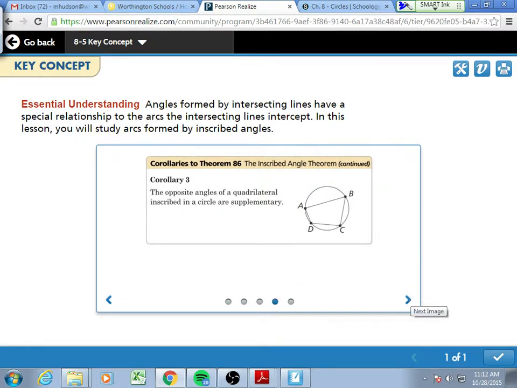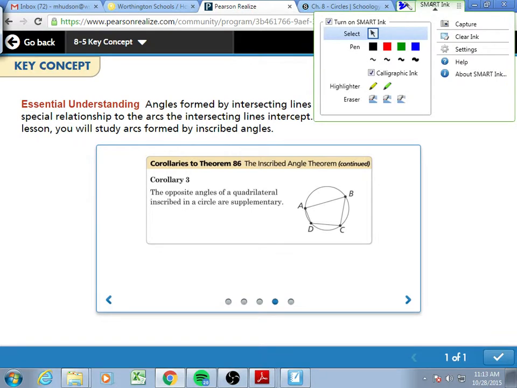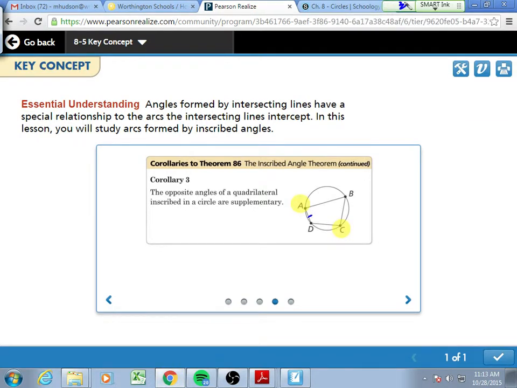So, opposite angles of a quadrilateral inscribed in a circle are supplementary. Now, why? Take a second to think about why. Angle D uses the points AC. So, D will be half the length of this arc. Angle B uses the same points, AC, but now it's going to be half the length of this arc.